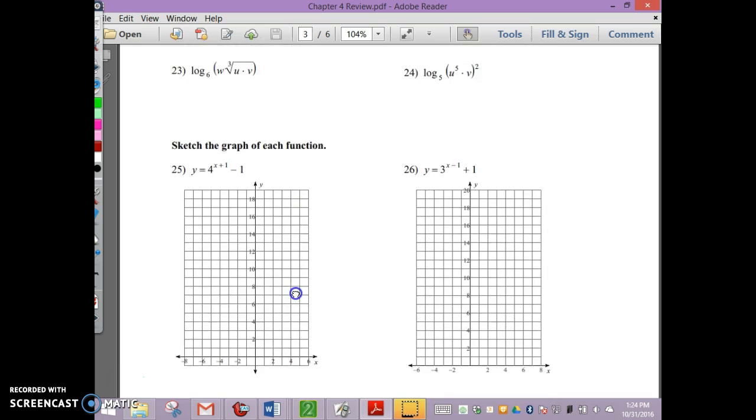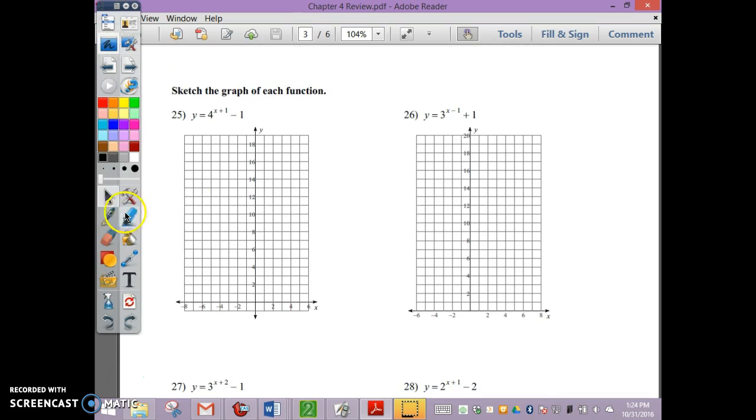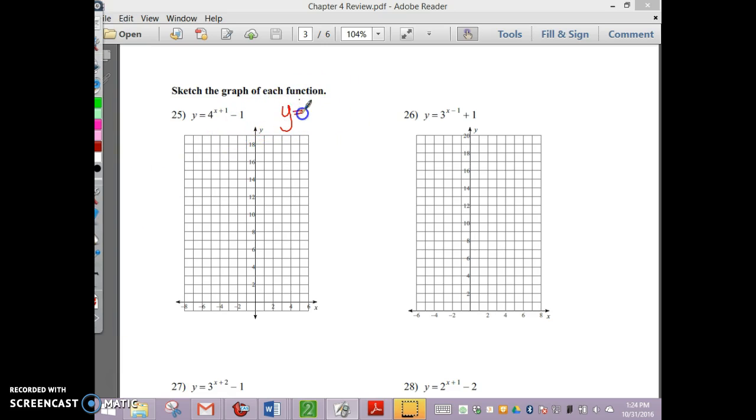Okay, let's see, exponentials. So I'm going to graph the parent function, and then I'm going to transform it. So my parent function is y equals 4 to the x. I'm going to pick my numbers. 4 to the negative 2 is a 16th. 4 to the negative 1 is a 4th. 4 to the 0 is 1, 4, and 16.